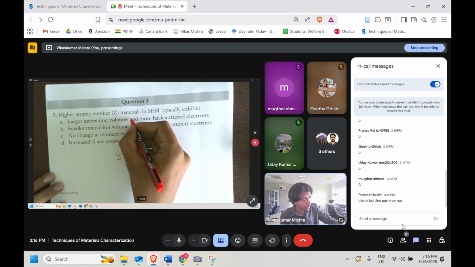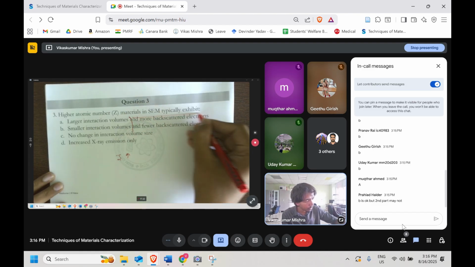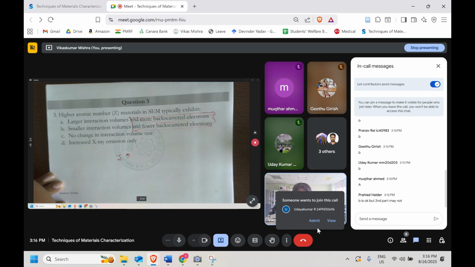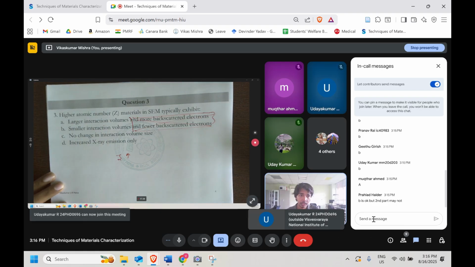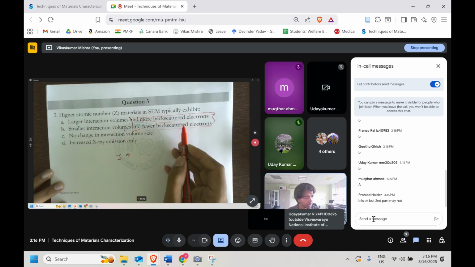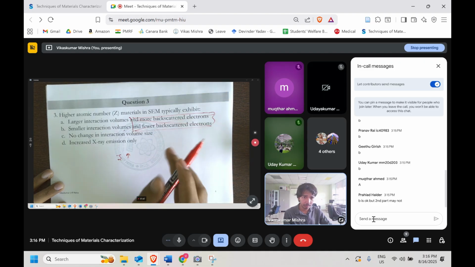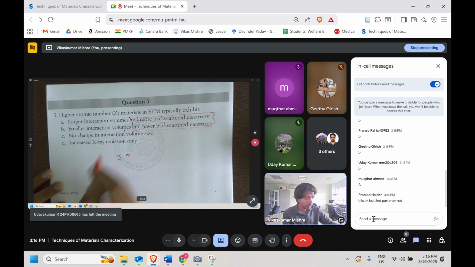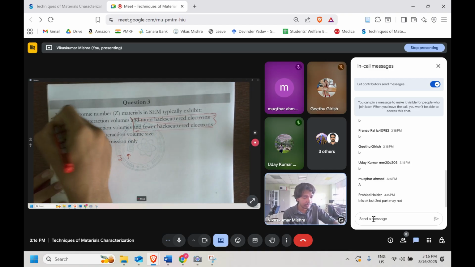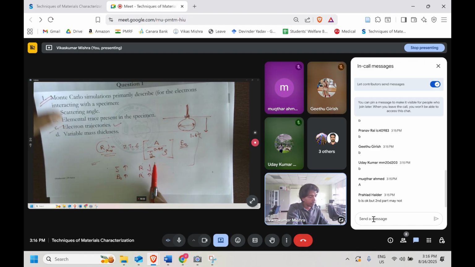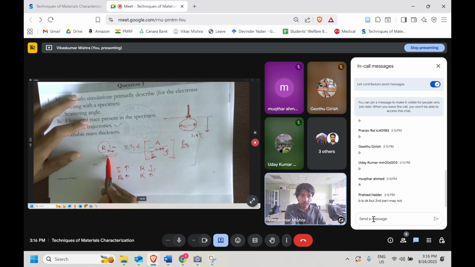Yes, very good. I made a mistake in creating the question, so I think I should remove this part. Yes, Prahlad, you are right. Option B is the one, but the second part should not be there. Smaller interaction volume, but yes, we can say that also more backscattered electrons. Let's not talk about that part, in which case we are getting. So the right answer is option B. Very good, everyone. Because from the simulation we know that the more the Z, the less the R.